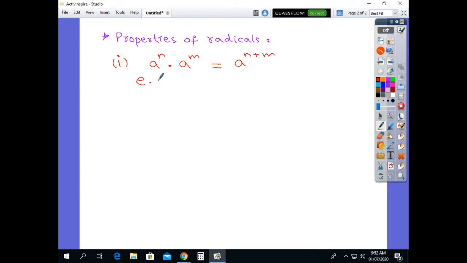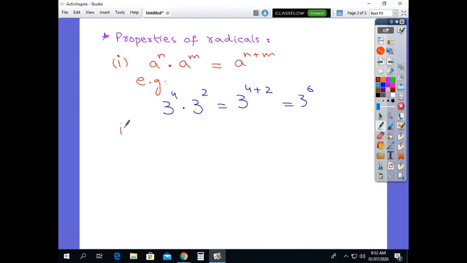For example, if we have 3 raised to power 4 into 3 raised to power 2, bases are the same, which are 3, therefore we write 3 one time and we add the powers. It becomes 3 raised to power 6. Clear?